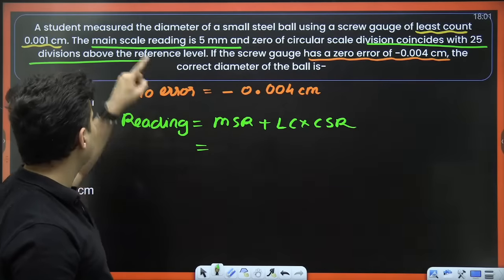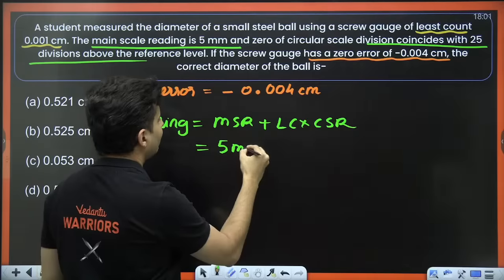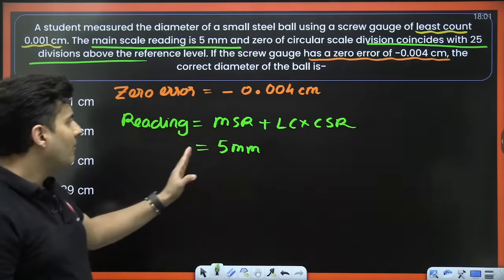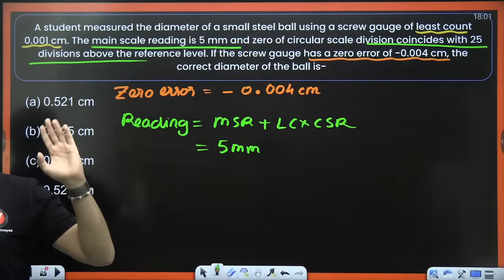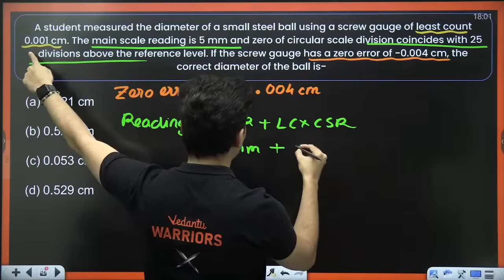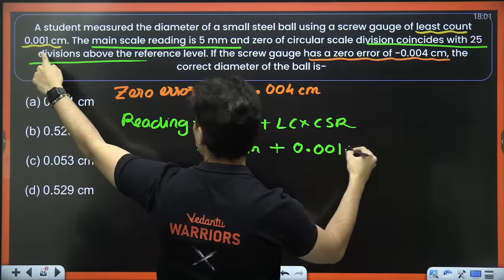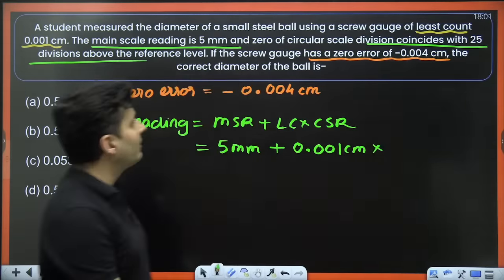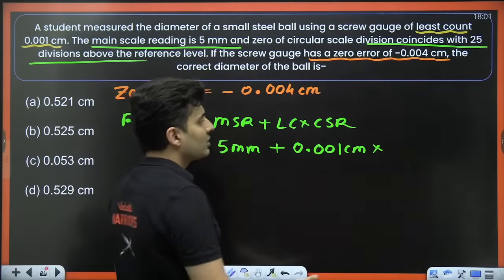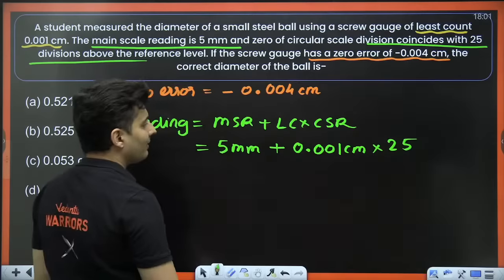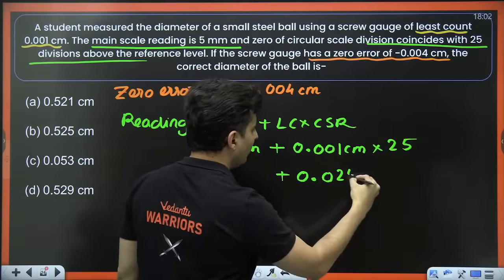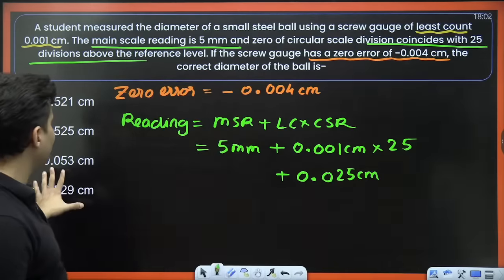What is the main scale reading? The main scale reading is nothing but 5 millimeters. Is that clear? Everybody with me? Very good. Next thing, what is the least count? Least count is already given to be 0.001 centimeters. What is the circular scale reading? Circular scale reading is 25. It is given the 25th division of the circular scale is coinciding. So this is, into 25. So how much will this be? This will be 0.0025 centimeters.